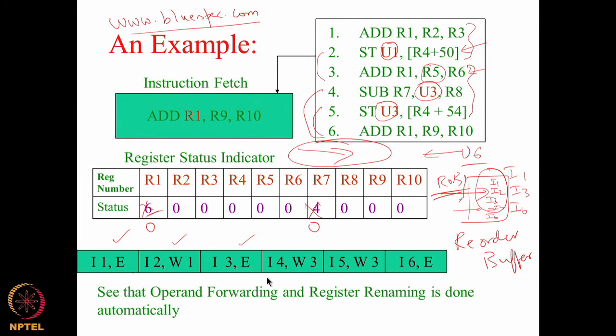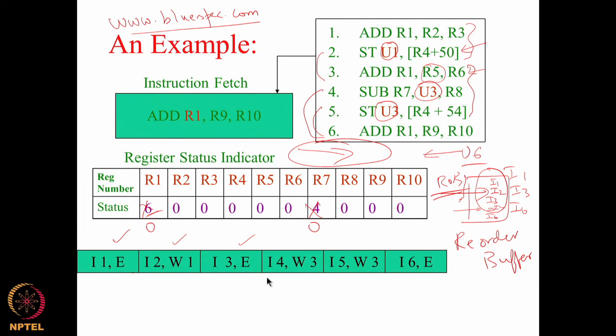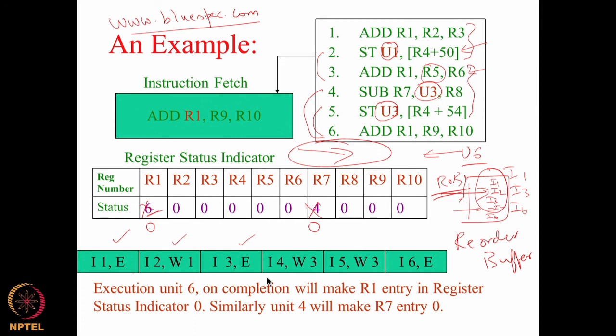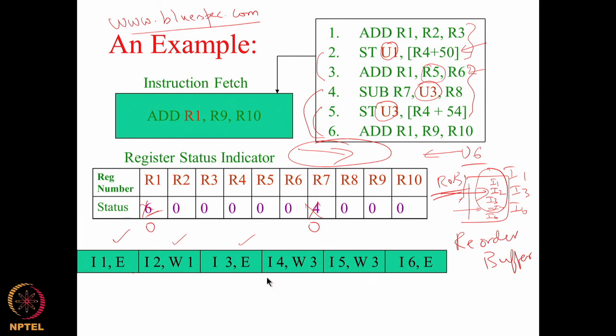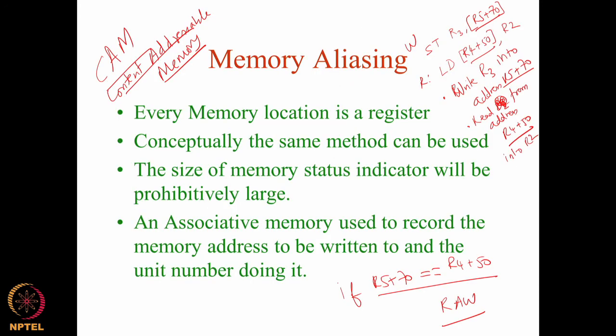See that operand forwarding and register renaming are done automatically here. When execution unit 6 completes, it will make the R1 entry 0 if it is still 6, because there might be other instructions which have changed it. Similarly, unit 4 will make the R7 entry 0, right, and then we have seen the memory aliasing problem.